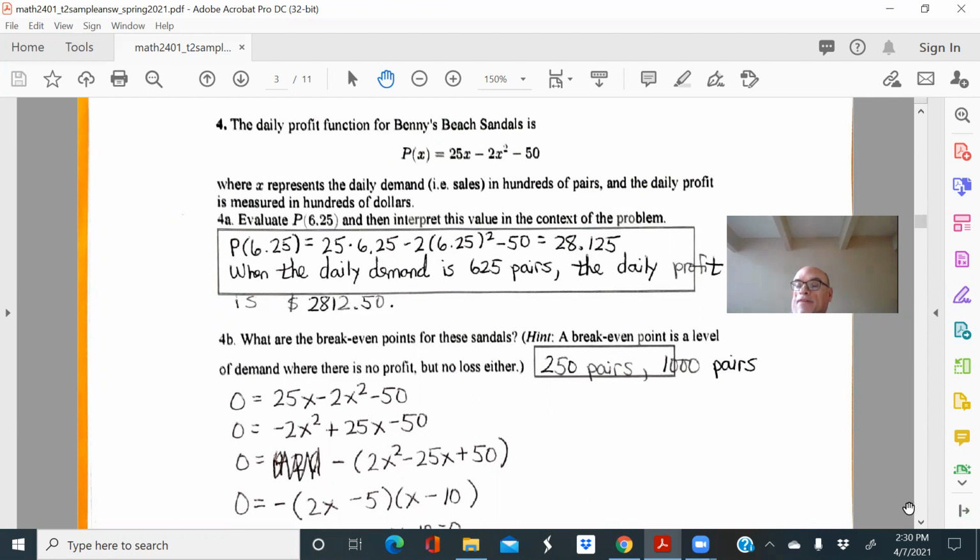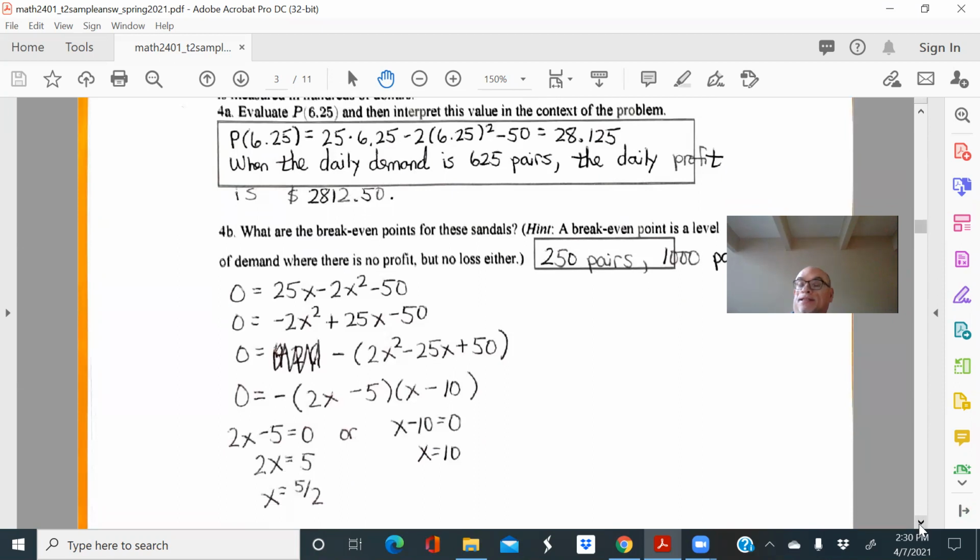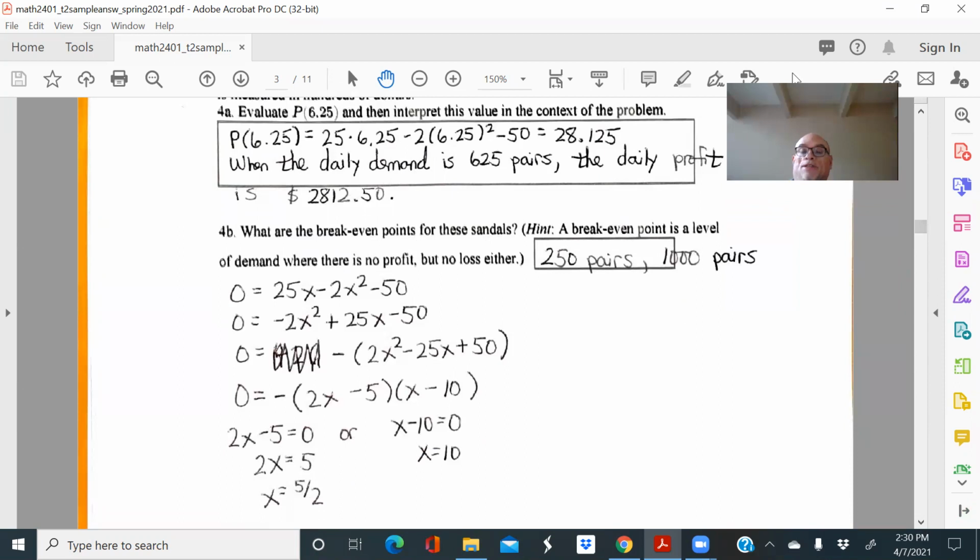All right, now this next question also is not a calculus question, but it is an interesting question. This is more of an algebra question. So the question is, what's the break-even point for Benny's sandals? Break-even point means how many sandals does Benny have to sell in a day so that he breaks even, right? Breaks even means he doesn't lose money. He's not going to make a profit, but he's not going to lose money either. So when you break even, that means your profit is zero. It's not negative and it's not positive, right?